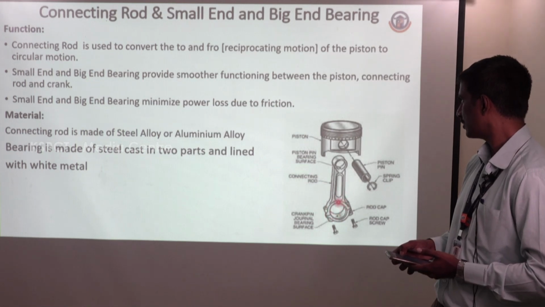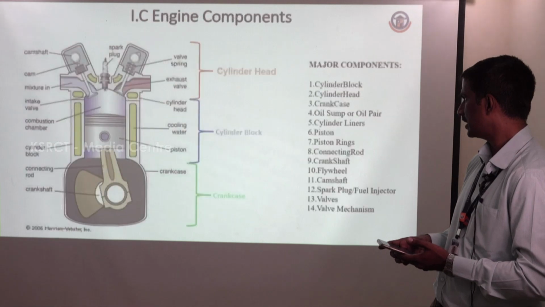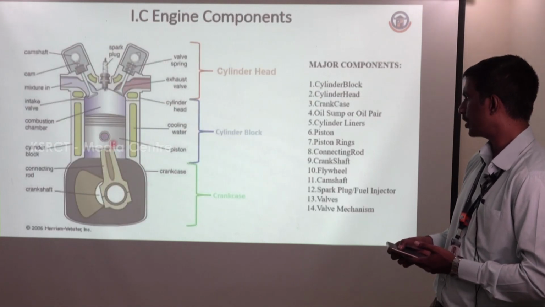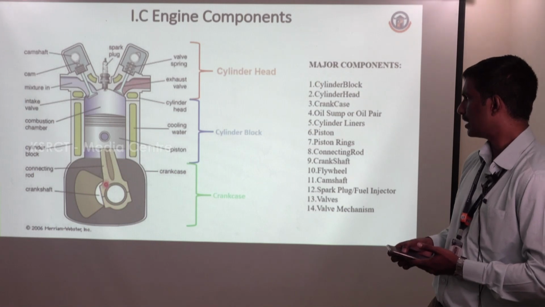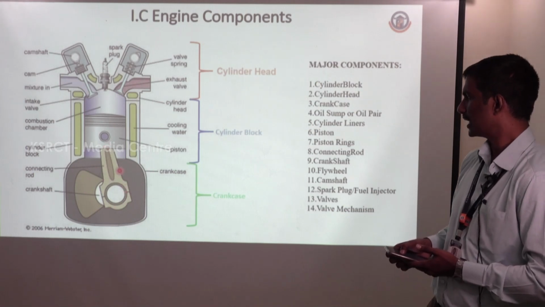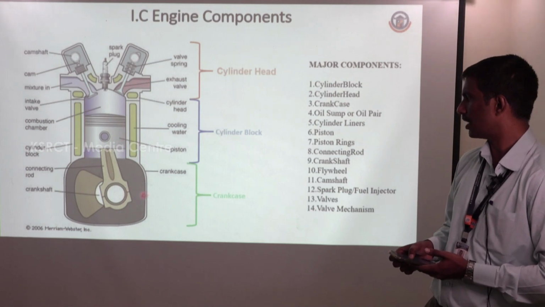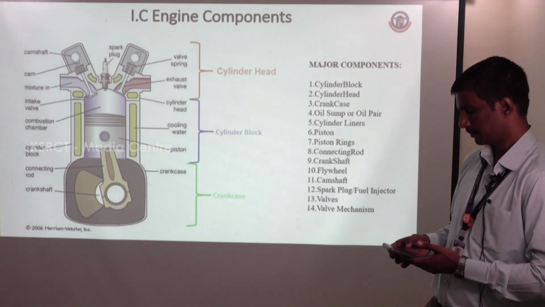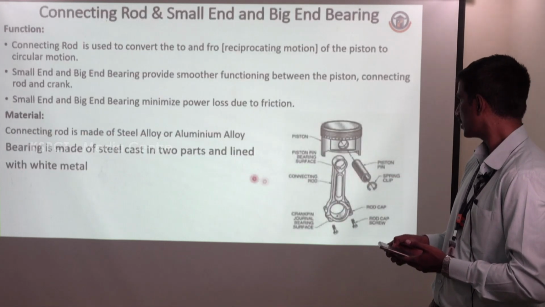That rotary motion is given to the crankshaft. From this image you can clearly understand that the reciprocating motion of the piston is converted into rotary motion because of the crankshaft. So the crankshaft converts the reciprocating motion of the piston into the rotary motion of the crankshaft. Okay, so this is happening here, and this is a very important component.